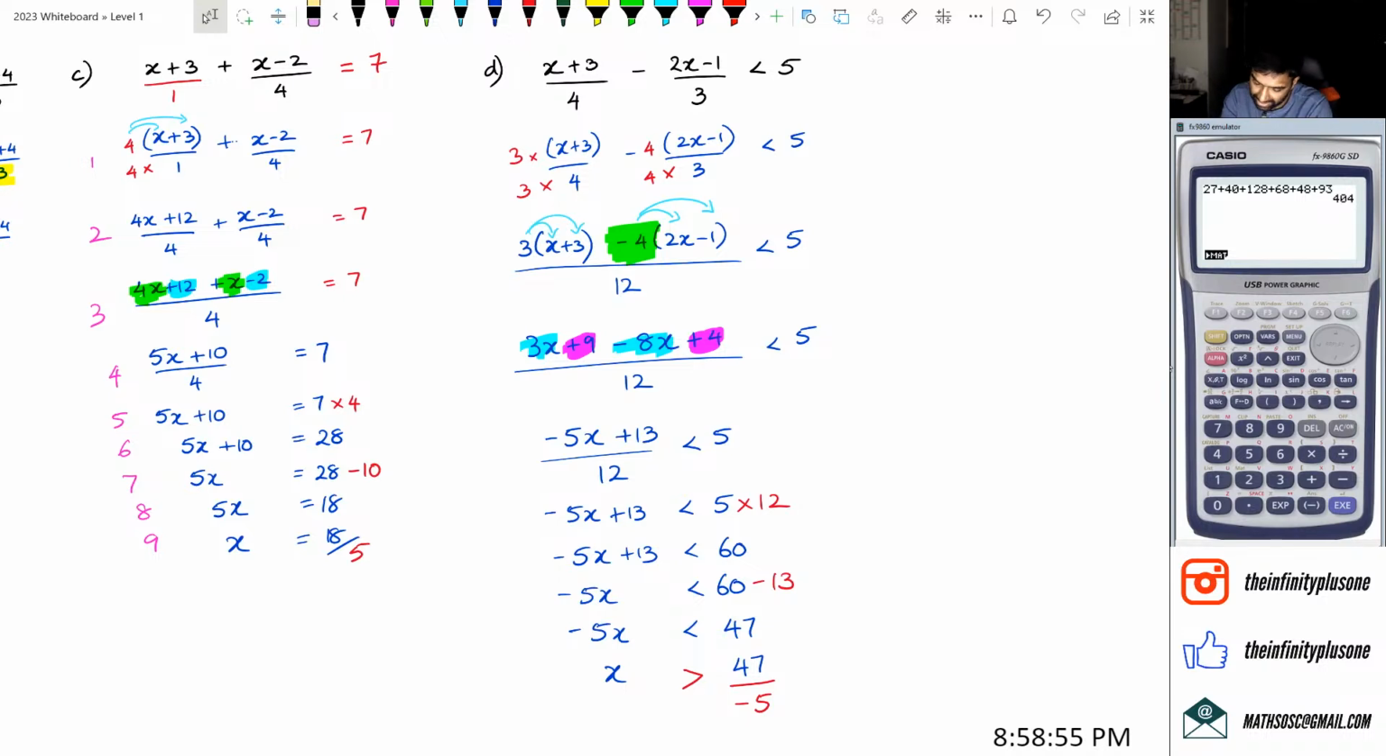Now I saw an 18 over 7. Somebody had 18 over 7. I think I see where you made your mistake, but that's all good. Hopefully you guys can have a look at this.